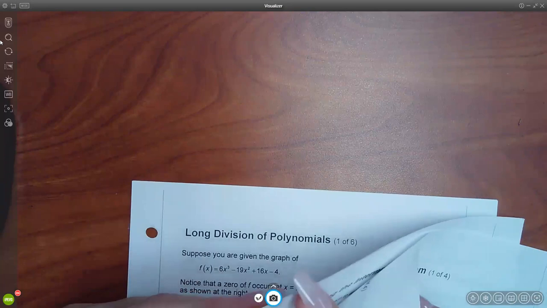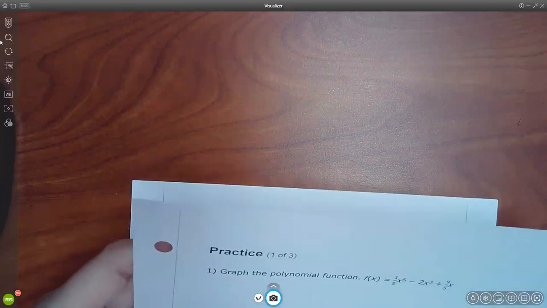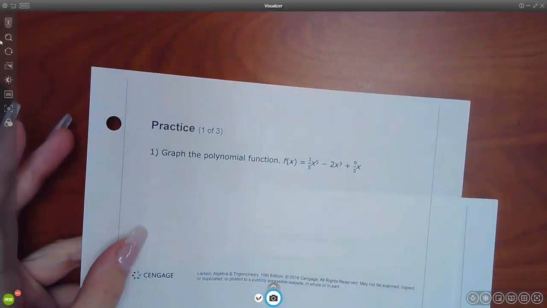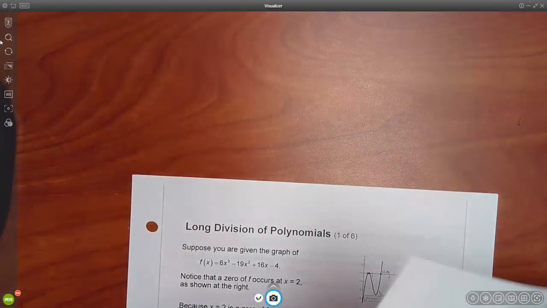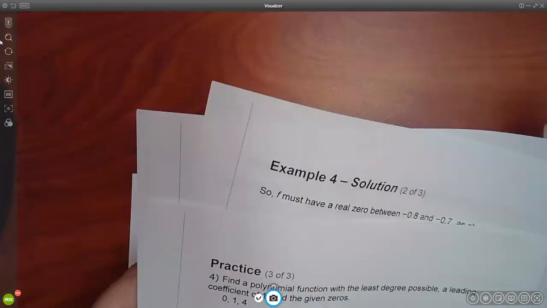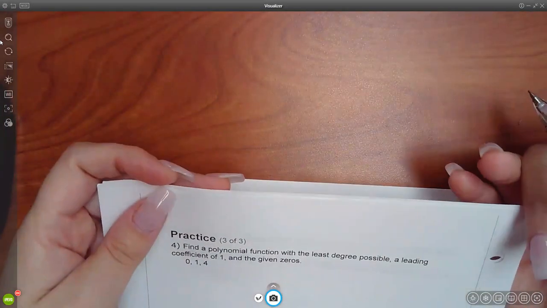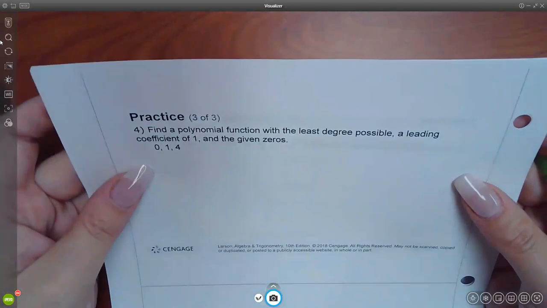I want to see what the practice problem is. Okay, so good, I got one to graph there, and then another one with some information, and then some more information.